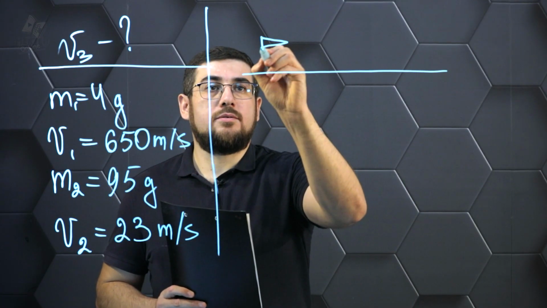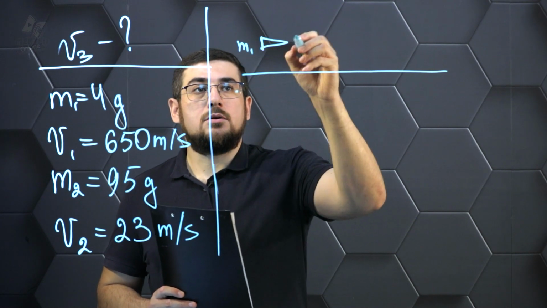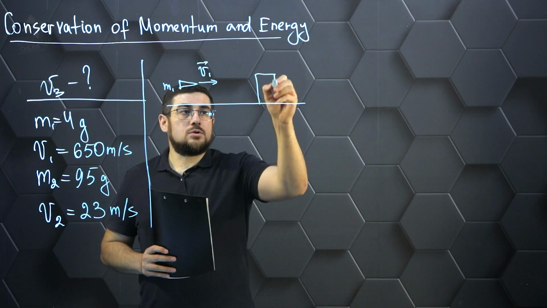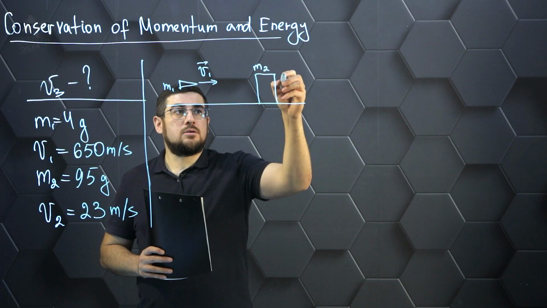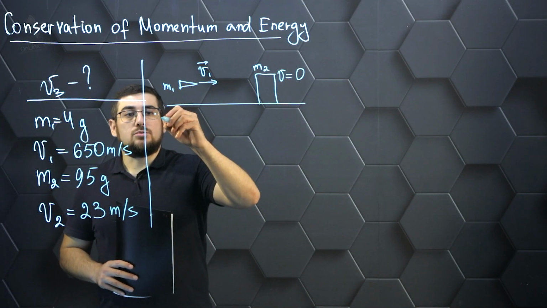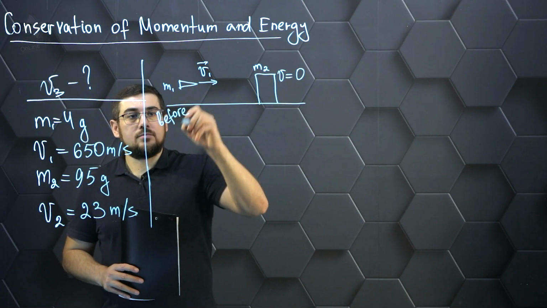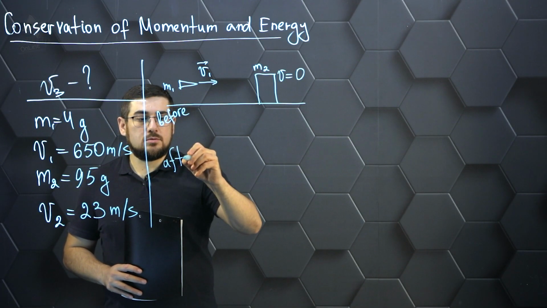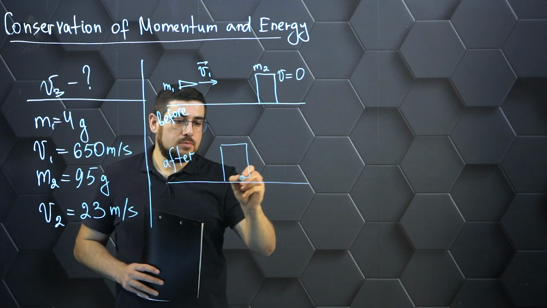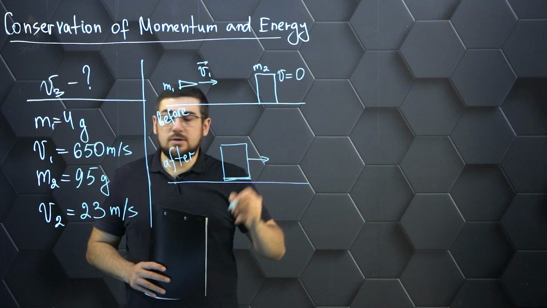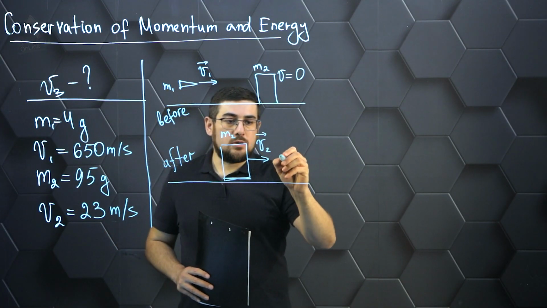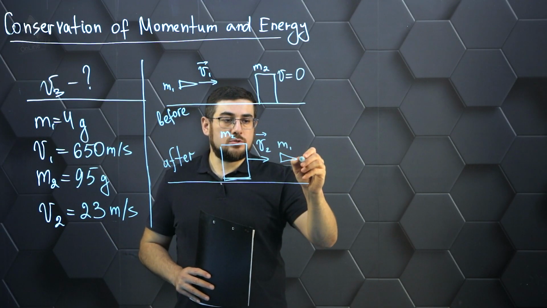So before the collision, we know that the bullet, mass M1, was traveling at velocity V1, and the bar was standing still, so mass M2, and the velocity is 0. So that's what we have before the interaction. And now after the interaction, and that is after the bullet has penetrated this bar, we get that the bar started moving at velocity V2. And the bullet also continued its motion but with velocity V3.